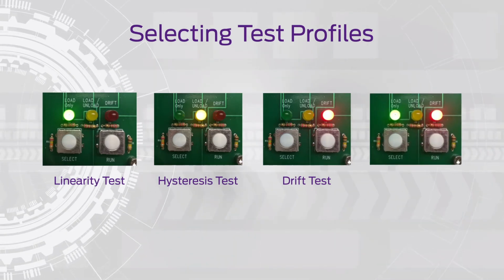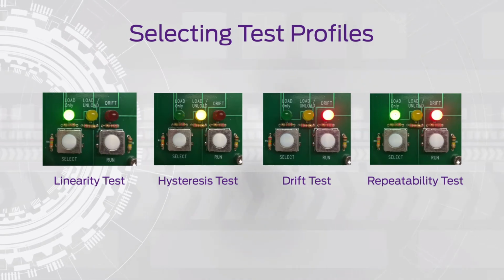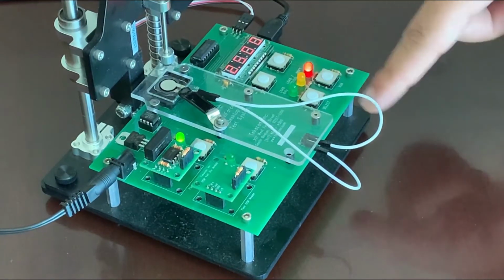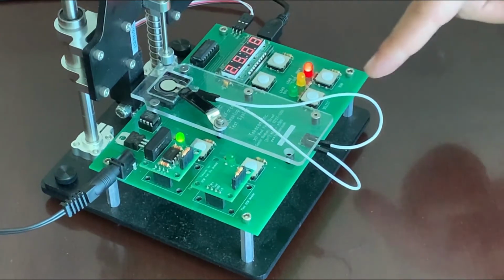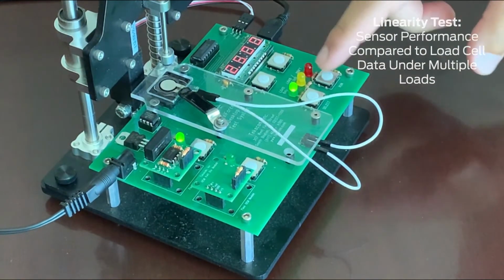And we have a repeatability test programmed, which we'll show you how to access as well. To select your test, you simply hit the select button that will toggle through the test profiles as you see here. So let's go back to our linearity test and we'll run this first test as an example.